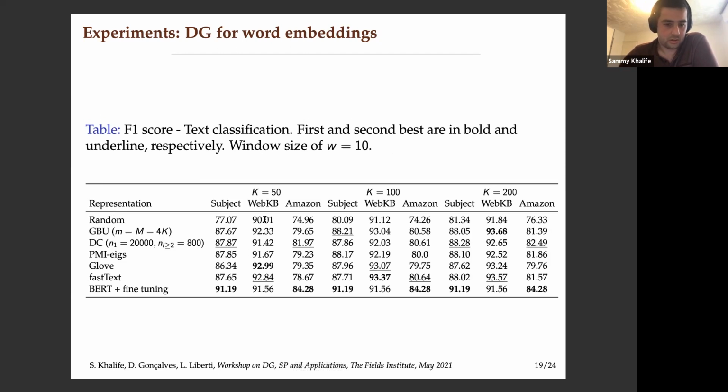And concerning text classification, the GBU methods or DC methods are also very close, sometimes second, even one time first on several data sets for different dimensions. Here, this corresponds to text classification with a window size of 10. So this is for natural language processing.